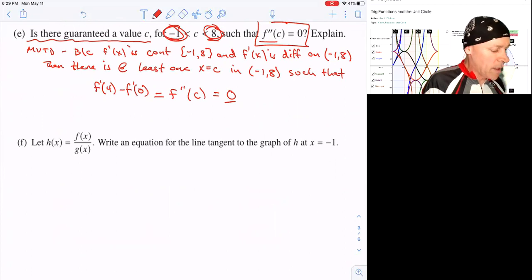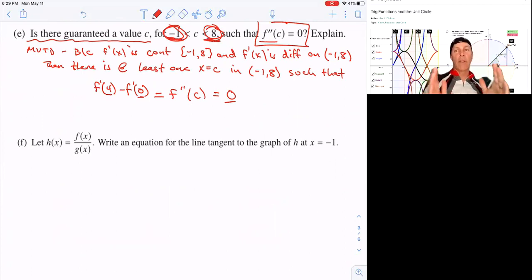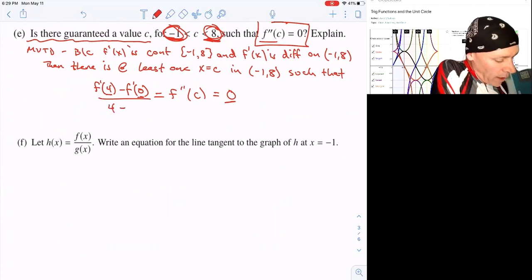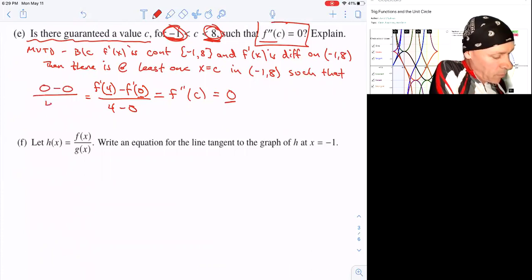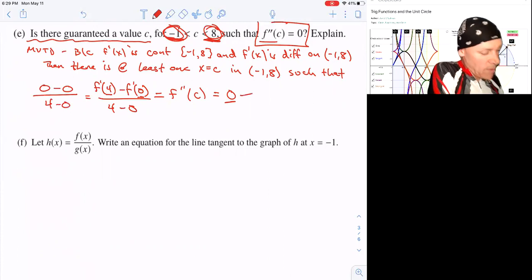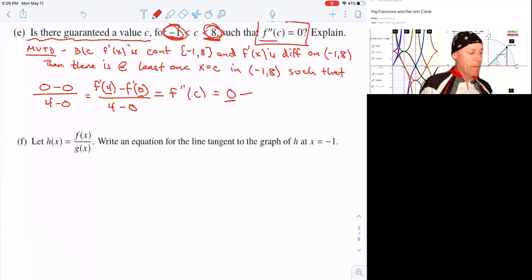Now, the good news: 4 is in that interval from -1 to 8, and 0 is also in that interval. So that's okay. I can use a shorter sub-interval than what I'm given, over 4 minus 0. I just know that F prime of 4 is 0, so 0 minus 0 over 4 minus 0 equals 0. And I don't even have to say anything about MVT for derivatives.